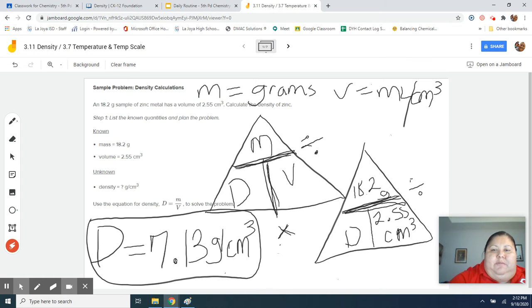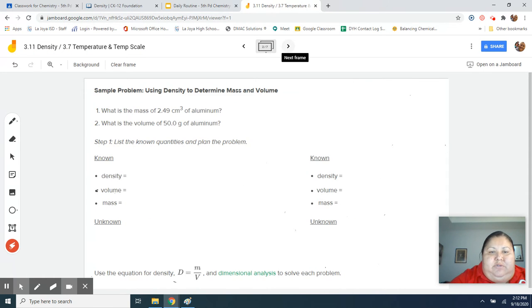I again have already put it in our Jamboard. So all we're going to do is fill in the information that is provided. Okay, now bear with me. I don't have a lot of room, so I'm going to try my best. All right, so here it says, what is the mass of 2.49 cubic centimeters of aluminum? So first thing, look at the number. What is the unit behind this number? It is cubic centimeters, okay? Cubic centimeters, if you'll recall, is volume.